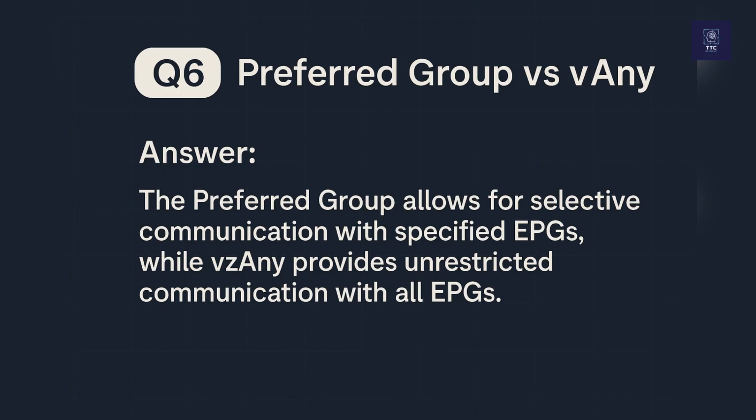What's the difference between preferred group and vzAny? A preferred group allows member EPGs to communicate freely without contracts, ideal for trusted internal traffic. vzAny allows contracts to be applied globally across all EPGs in a VRF, including external ones. It's scalable for larger setups with dynamic policy needs.